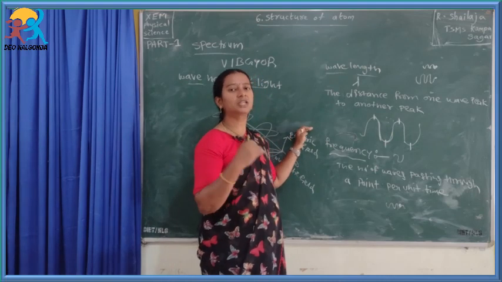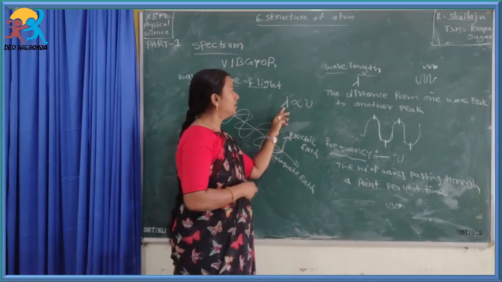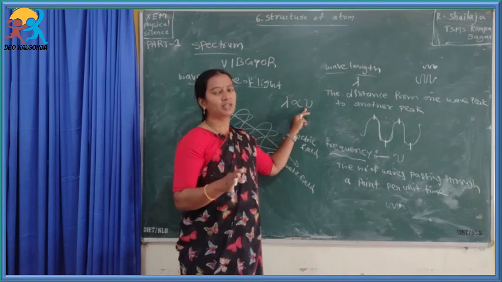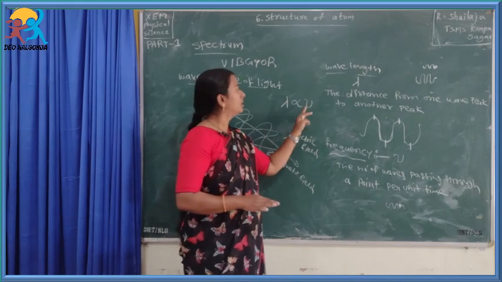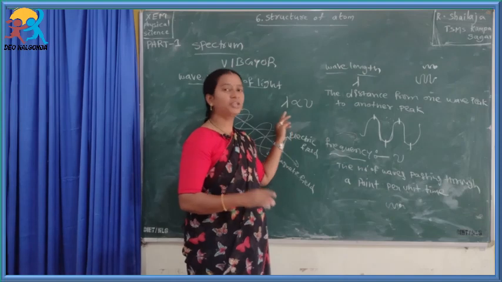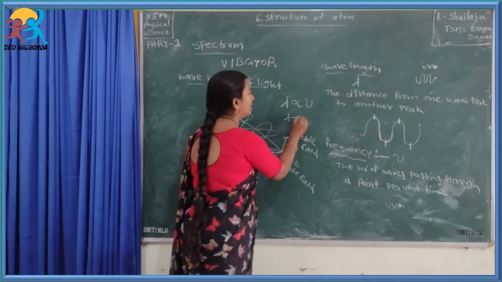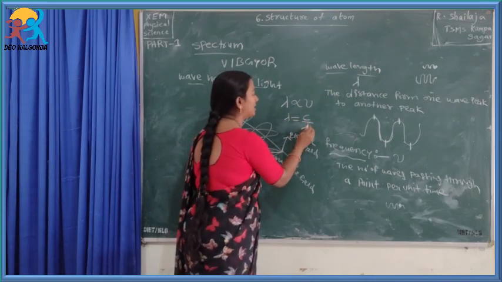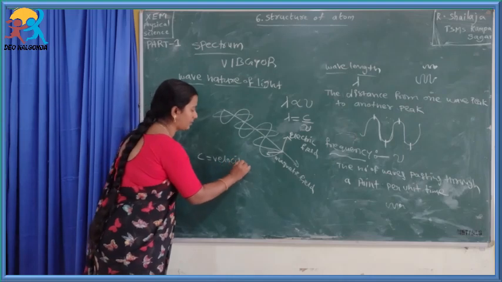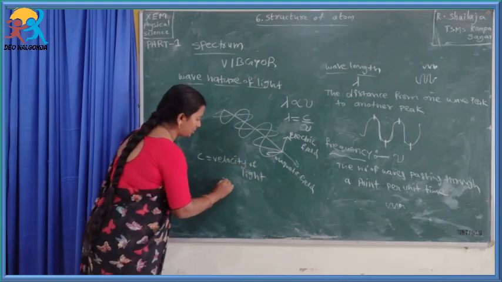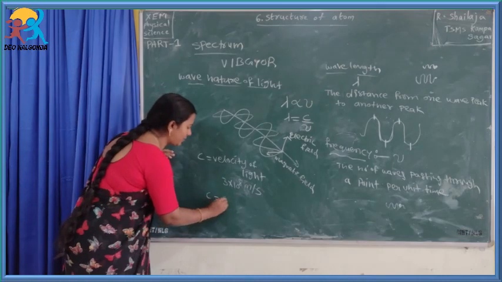The wavelength and frequency are inversely proportional to each other: lambda is inversely proportional to frequency. So more wavelength means less frequency, because fewer waves pass through the point. Less wavelength means more waves pass through a point. This is the universal relation for all waves. If you remove the proportionality, you keep a constant, that is c. c is the velocity of light, 3 into 10 to the power of 8 meters per second. And c equals lambda times mu.